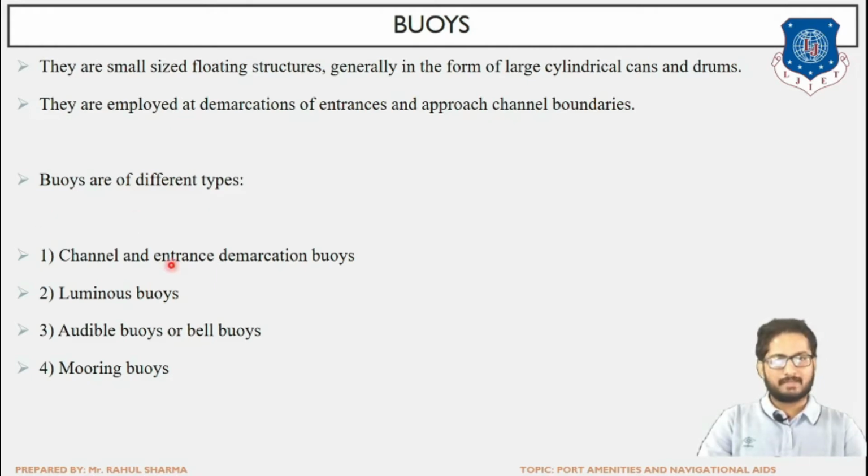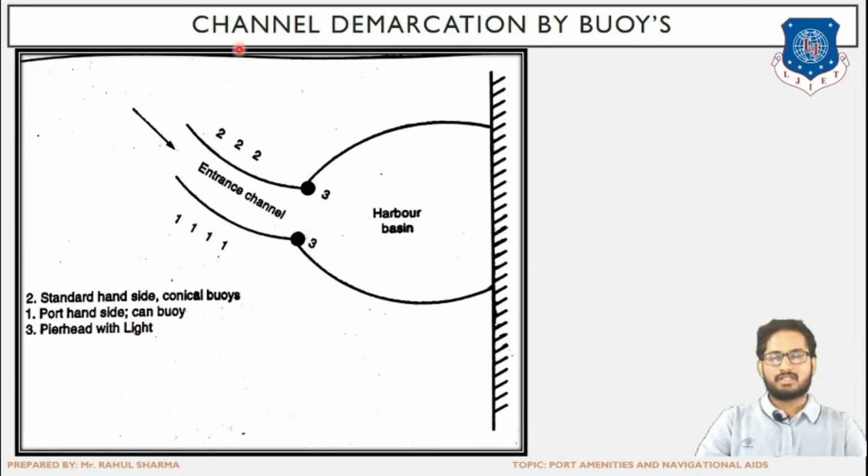Buoys are of different types. These are the various types of buoys which we'll be learning one by one in detail. So let's begin with these various types of buoys. First is the channel demarcation buoys. Basically, as the word says, its purpose is demarcating, that is segregating or separating, the boundaries of the passage of the entrance channel.